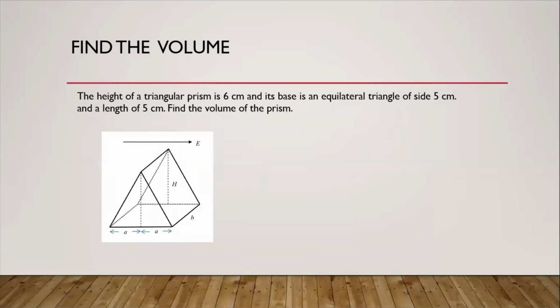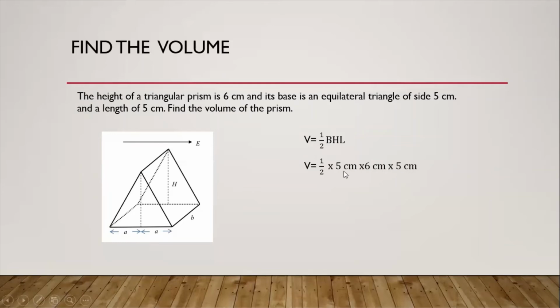Now let us use some word problem. Let us read. The height of the triangular prism is 6 cm and its base is an equilateral triangle of 5 cm and a length of 5 cm. Also, find the volume of the prism. So using our formula, volume is equal to 1/2 times base times height times length. Let us substitute the given. So the base is an equilateral triangle which is 5 cm. The height is 6 cm. And the length is 5 cm as well.